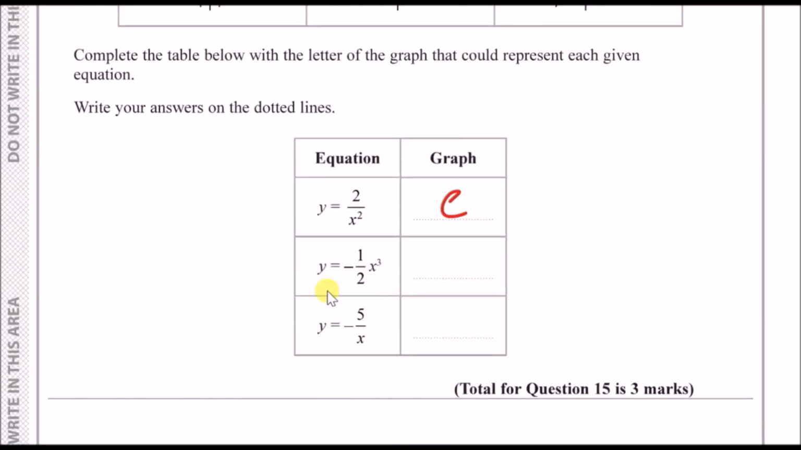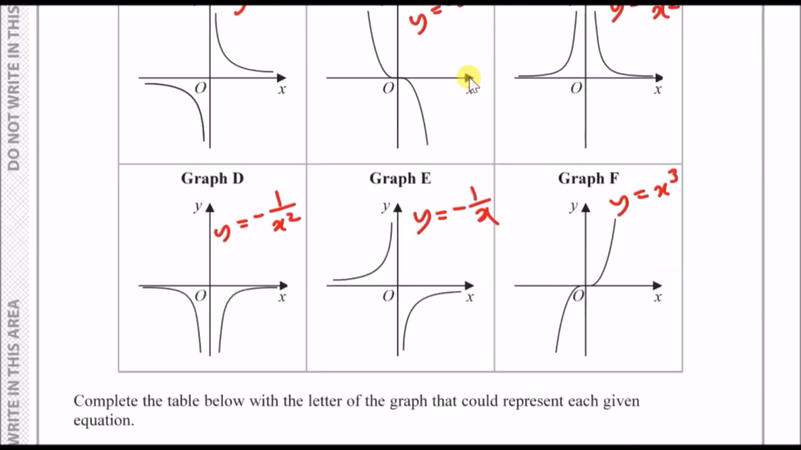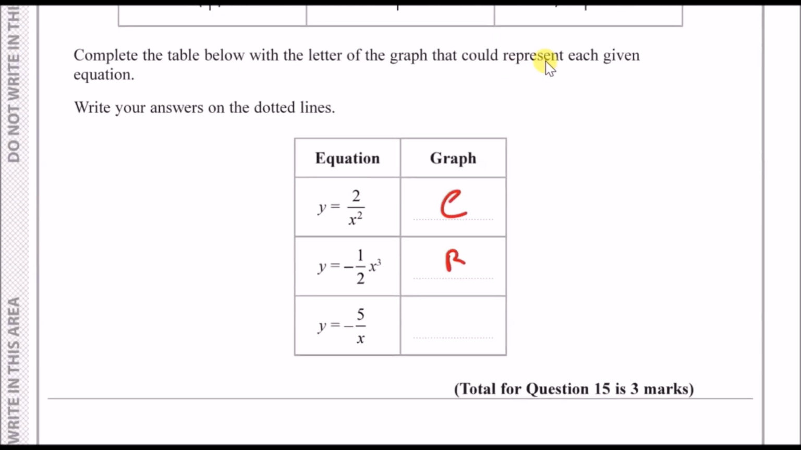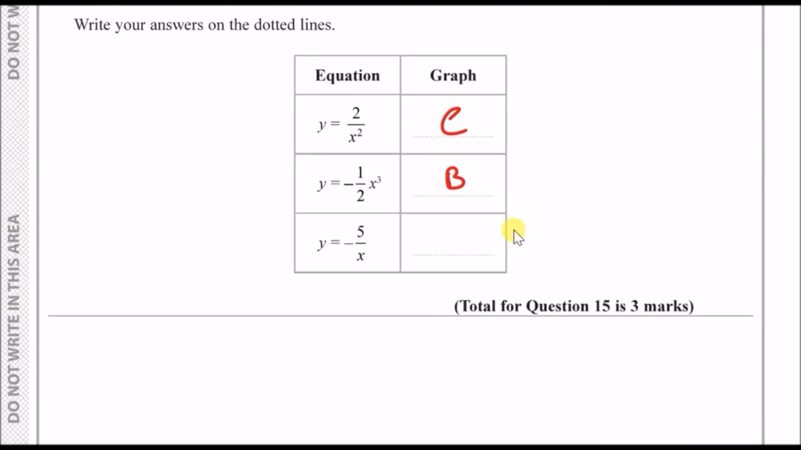For this case, you got a negative something x cubed. Well, negative x cubed was B. And lastly, you got a reciprocal, negative something over x. Well, minus something over x was E. And yeah, that's literally it for this question.